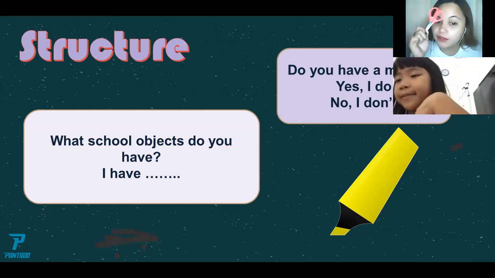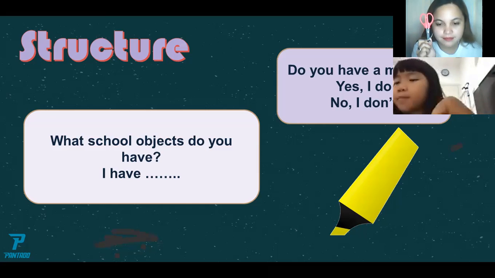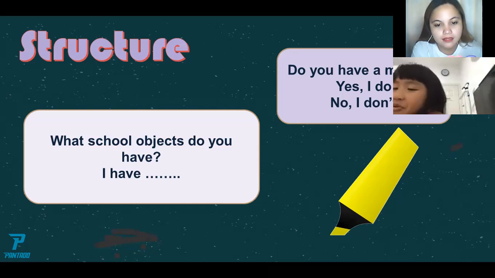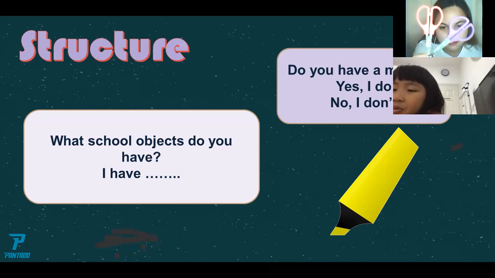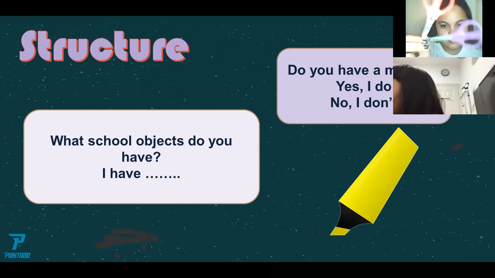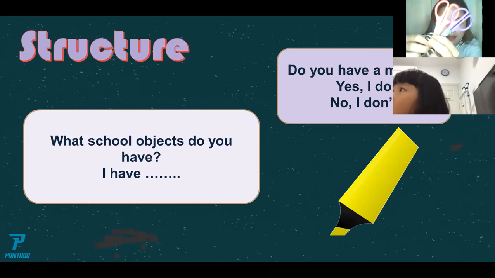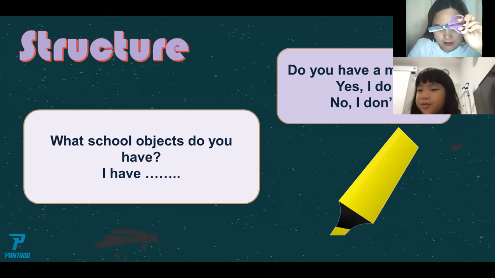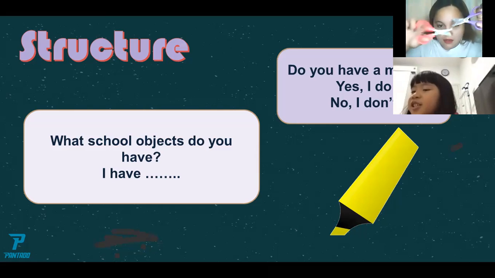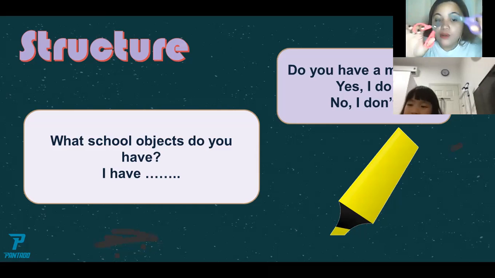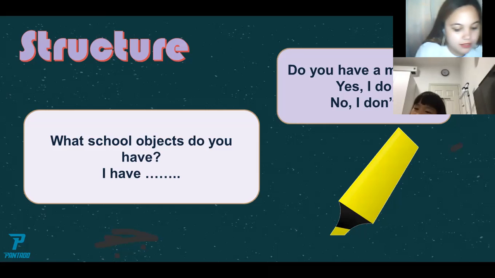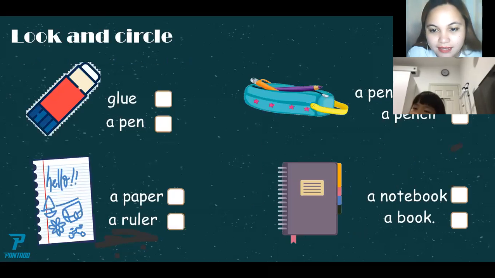Yes. Okay, what do you call this? I don't know. What do you call this in English? What's this? I don't know. This is a scissors, right? Oh, we use scissors. Scissors. We use this when we cut something, right? Okay, very good. So now, let's have an activity.